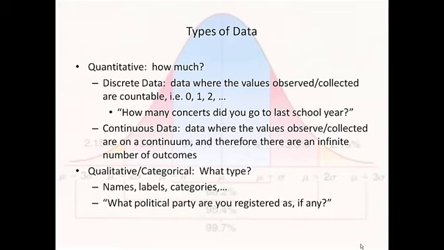And there's qualitative or categorical. I'll typically refer to this as qualitative, which means what type: names, labels, categories. What political party are you registered as, if any? What's your gender, what's your race, et cetera, et cetera. So qualitative versus quantitative, and then within quantitative you've got discrete and continuous data.